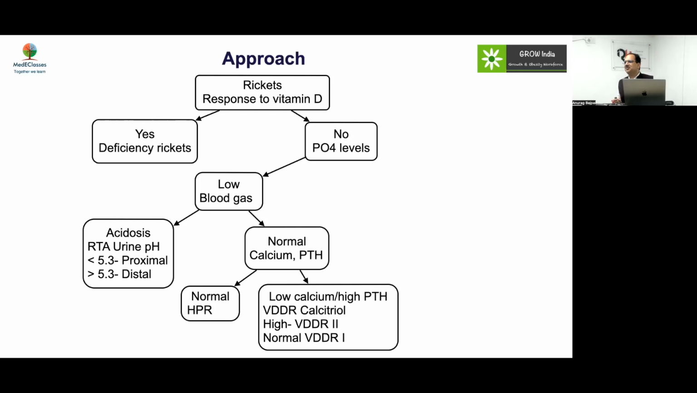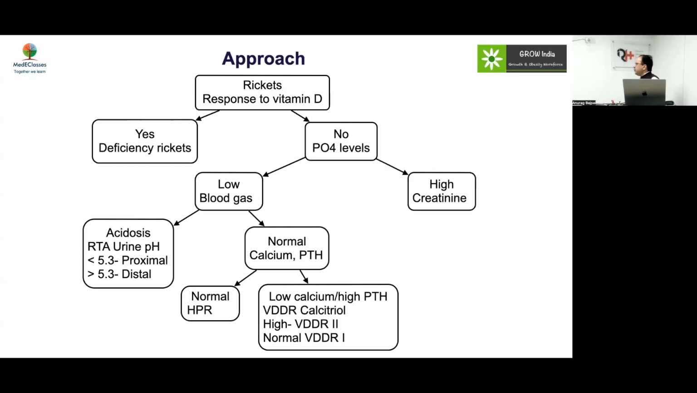Low level suggests VDDR1 and high level suggests VDDR2. Remember, calcitriol should be done only when needed. If you do a calcitriol level in vitamin D deficiency, the level may be low, normal, or even high. So it's not a very good marker because it is affected by PTH. It's substrate independent. These are all the problems with calcitriol.